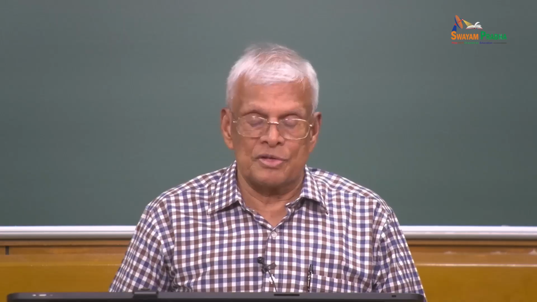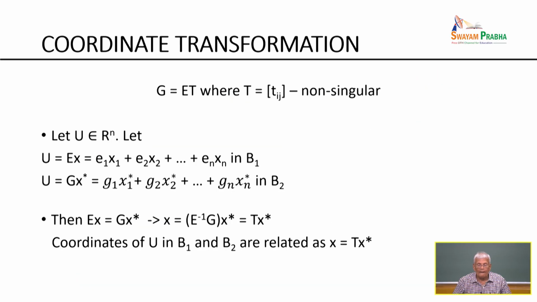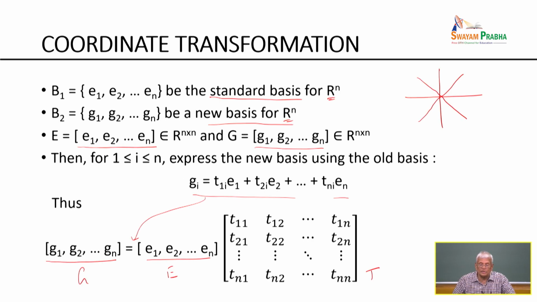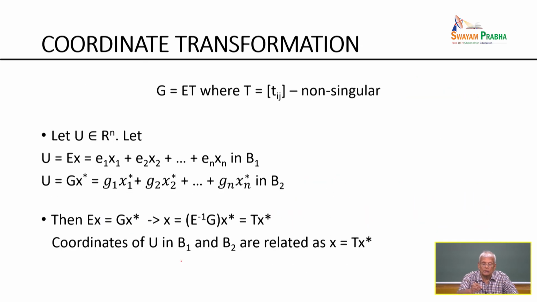We will have occasion to talk about change of basis later, and this is exactly what happens in here. I hope the geometry is clear. So the coordinate transformation essentially tells you G is equal to E times T, where T is non-singular. It's a non-singular transformation. So now I'm going to talk about, let U be a vector in Rn.